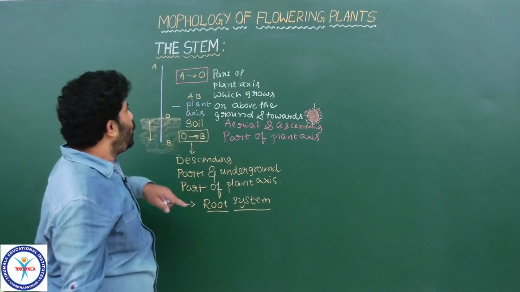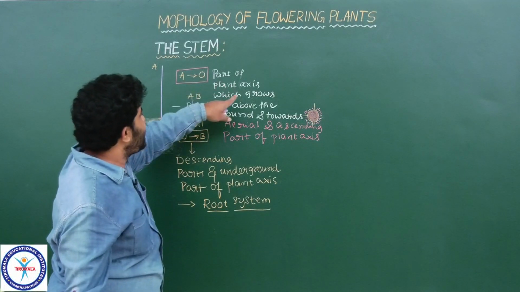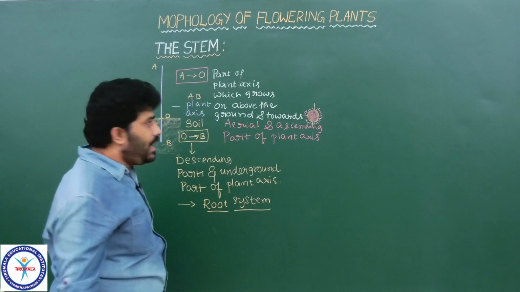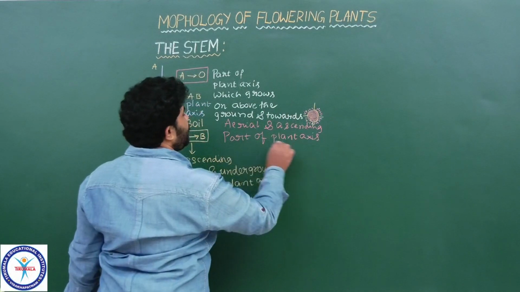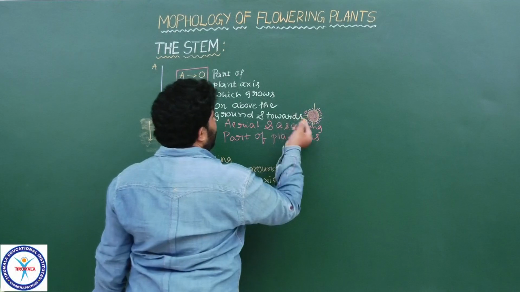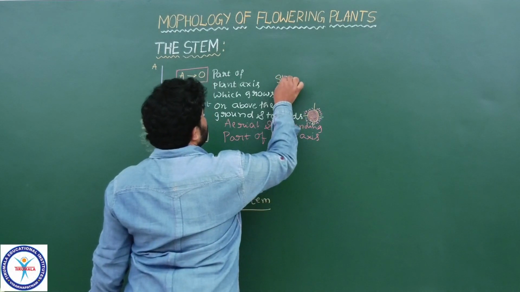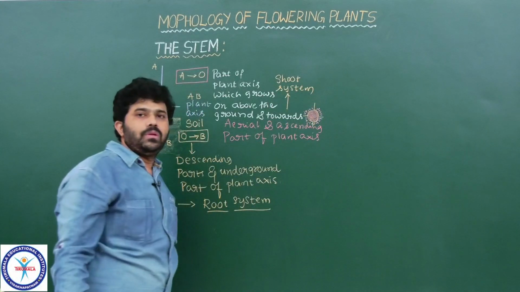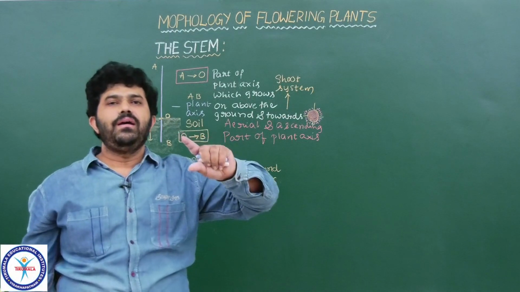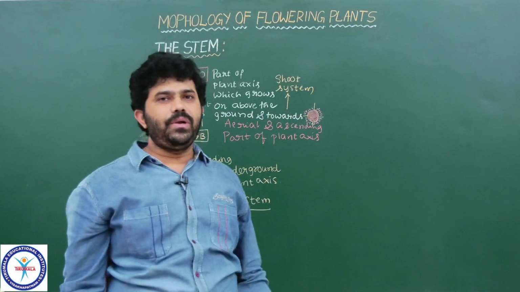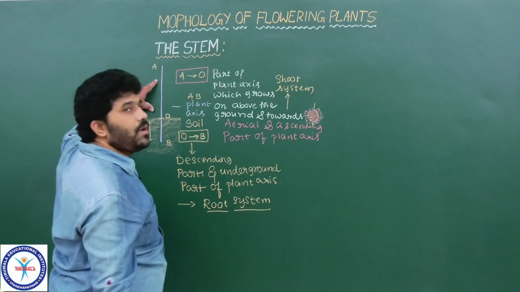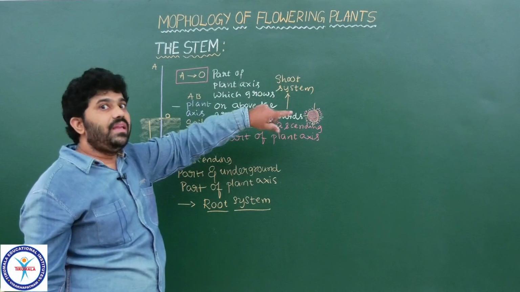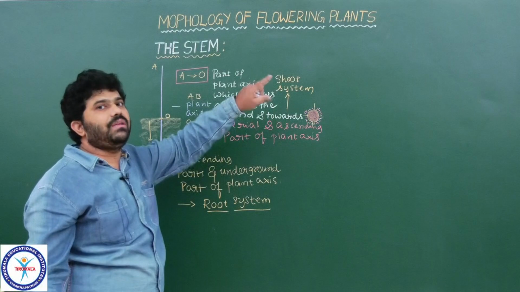Now it is A to O. It is the plant axis which grows above the ground and towards the light. So it is the aerial and ascending part of the plant axis. It is developing into the shoot system. In the shoot system, stem is one of the parts. Stem is the ascending part of the plant axis, which bears all the remaining aerial parts like branches, leaves, flowers, fruits, collectively called the shoot system.